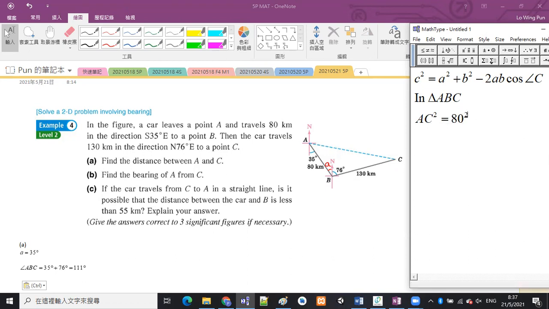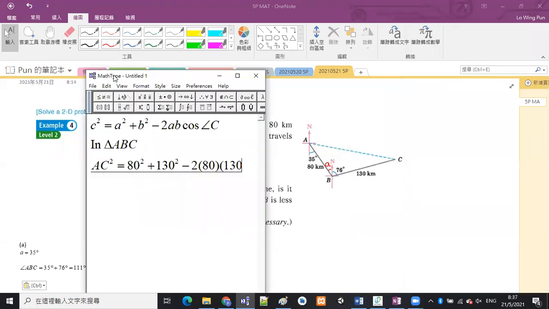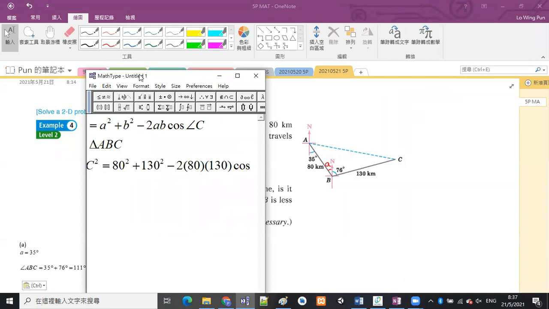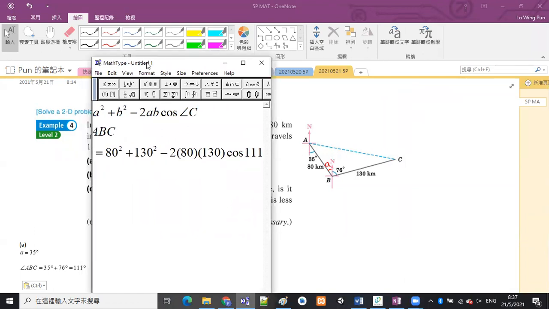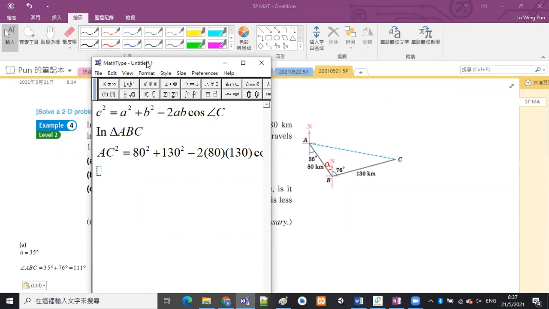So 80 square plus 130 square minus 2 times 80 times 130, and then times cosine angle C, which will be 111 degrees, yes. Okay, and then you just use the calculator here. It should be 175 point something. Remember to take the square root.